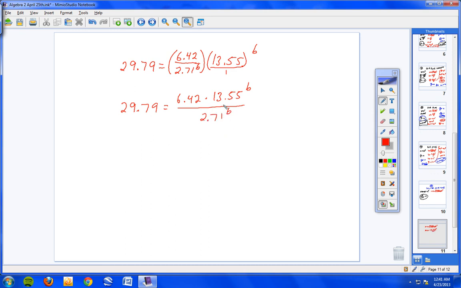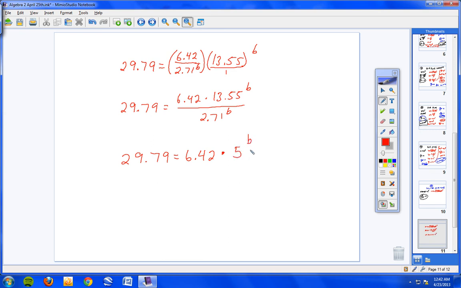Now, Mr. Erhart, what do we do? Just use your calculator, guys. Use your calculators until you've got calluses on your fingertips, all right? So I'm going to bring down my 6.42 and then times. Now, you know what to do when you're dividing unlike bases that have the same exponent. You divide the bases, so simply take your calculator. Don't stress over it. 13.55 divided by 2.71 gives you 5 exactly. Cool, look at that. Gives you 5 to the B power.